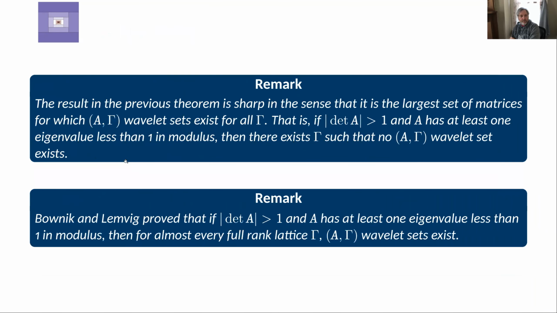So the theorem is sharp in the sense that that's the largest set of matrices for which gamma wavelet sets exist for all gamma. For every other matrix, I can find a lattice for which wavelet sets don't exist. So that's the largest collection of matrices for which you can always find wavelet sets.